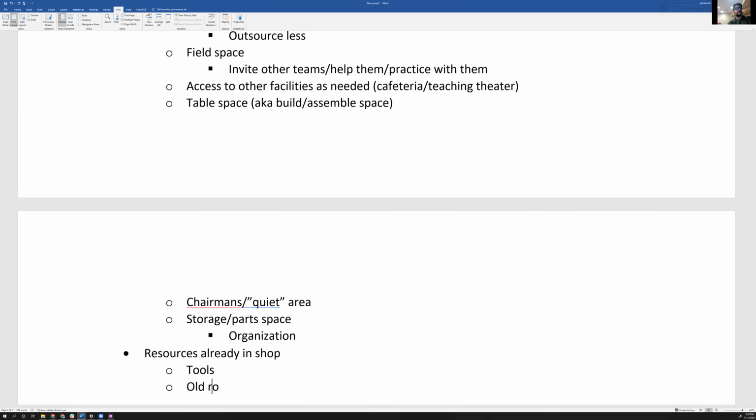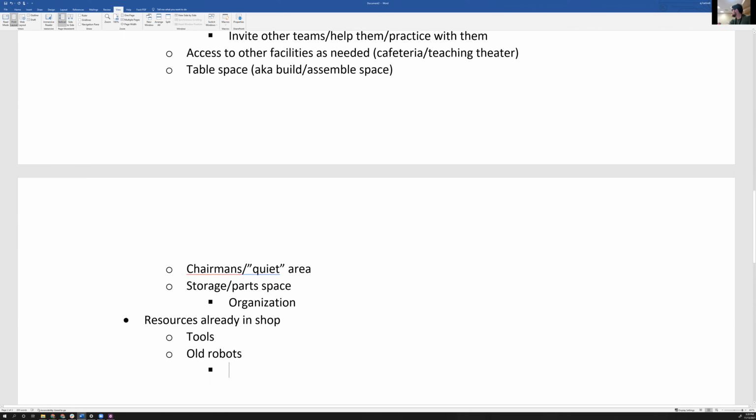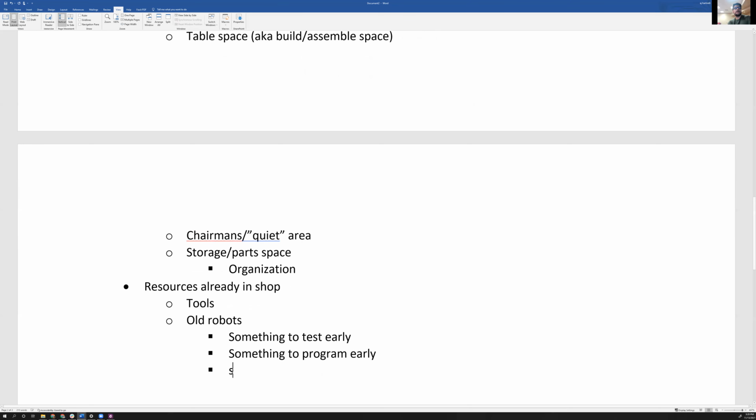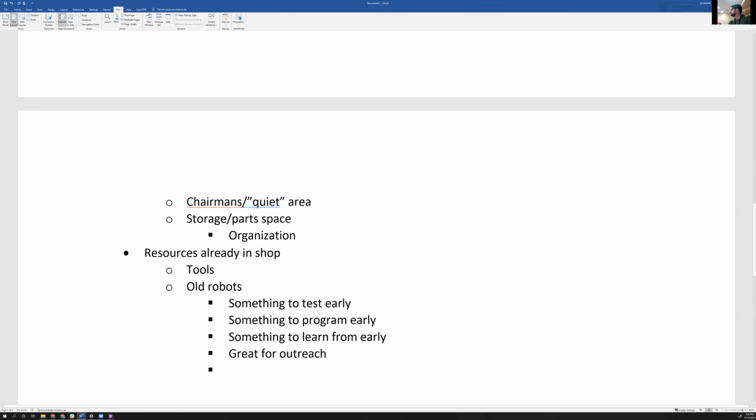Old robots. How is that a good resource? All right, so I have old robots. It's something to test early, program early, learn from early. Sam? Yep. Okay, done. Yeah, emergency parts, I'm going to say.